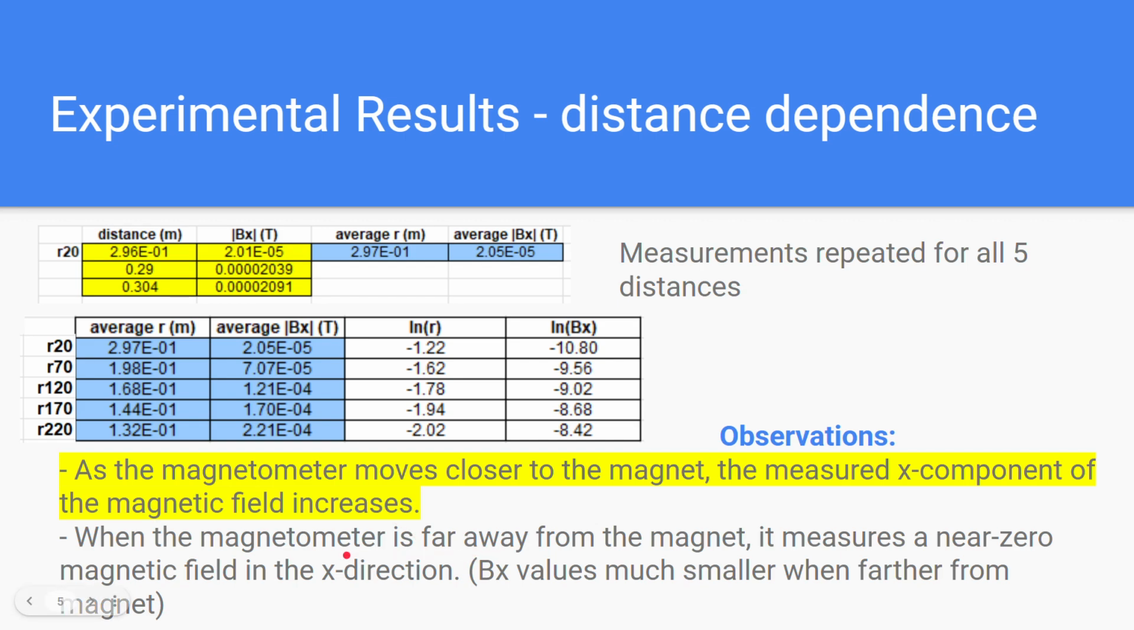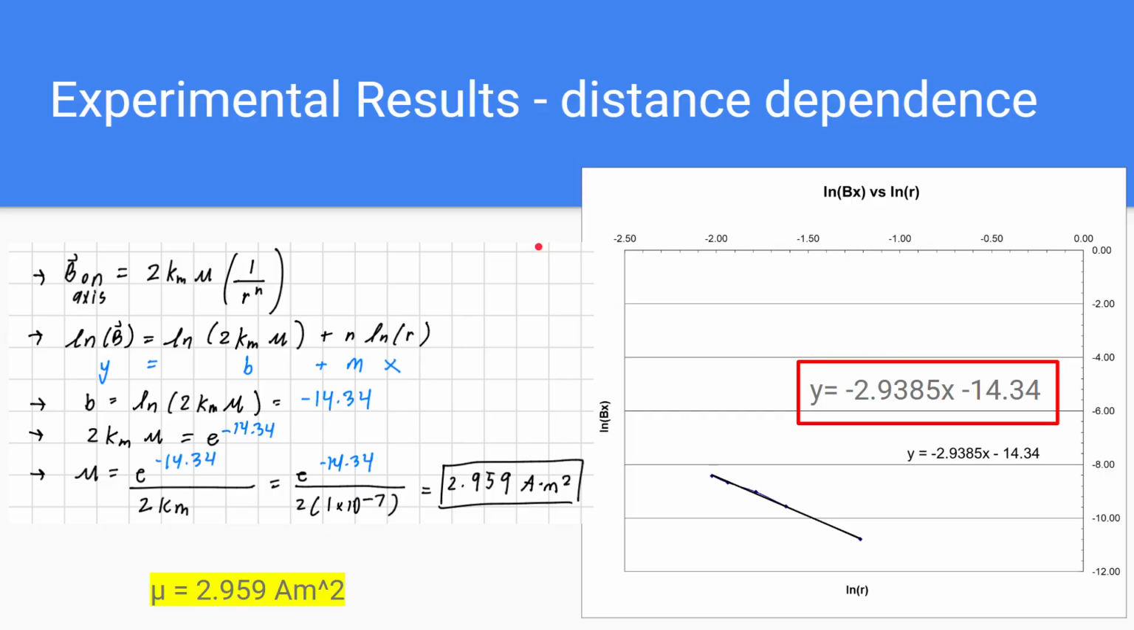And then when the magnetometer is far away from the magnet, it measures a near zero magnetic field in the x direction. As we got farther away, the radius was larger, the x component of the magnetic field decreased and would have eventually reached 0 the farther we had pulled the magnet away from the phone. Then here's the graph of the results. The natural log of both sides produces a linear result with an equation y equals negative 2.935x minus 14.34.